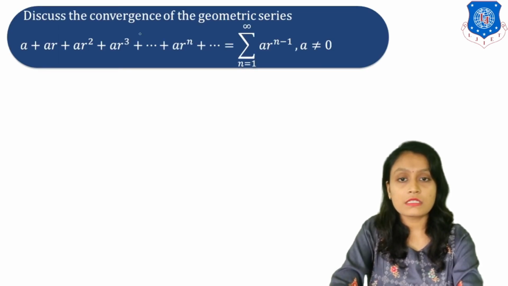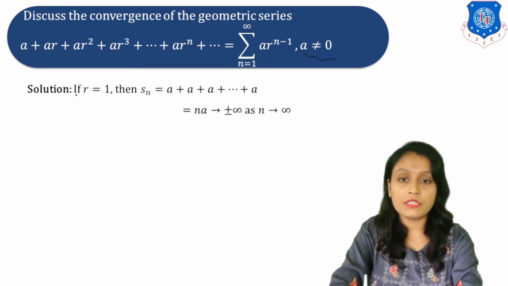Okay, now another example. Discuss the convergence of the geometric series a plus ar plus ar square plus ar cube plus up to ar raised to n and so on. We can write it in the form of summation, n from 1 to infinity, of a r raised to n minus 1, where a is not equal to 0. So let's begin with the solution. Here we will start by considering r equal to 1. Okay, so you will get Sn as, in place of r, if you write 1, you will get a plus a, n times.